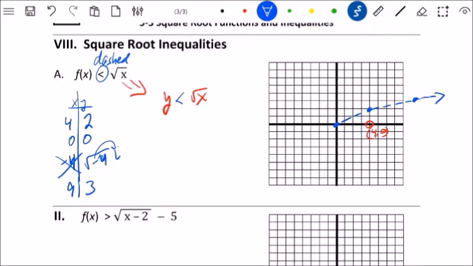Well, let's just find out, is it true? If this is a true statement, we'll shade on the inside. So for the y, I put in the 0, less than, square root of, and 4 goes in here. Okay, so it's 0 less than 2, which is true. So I would put it where this is being shaded here.